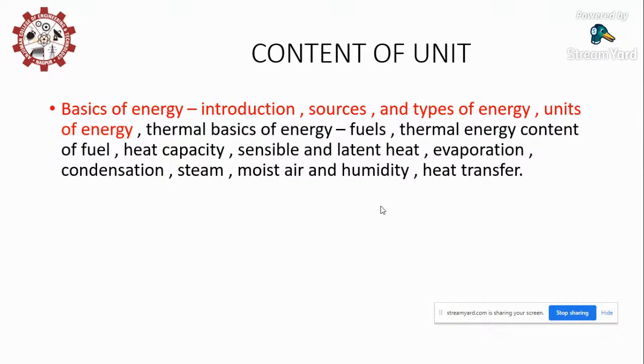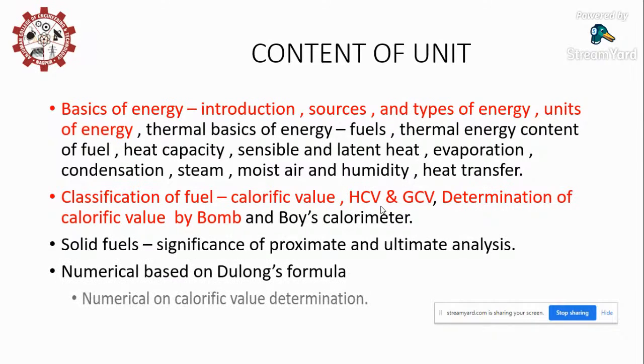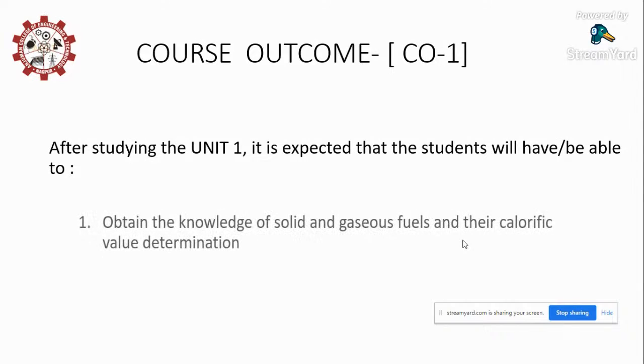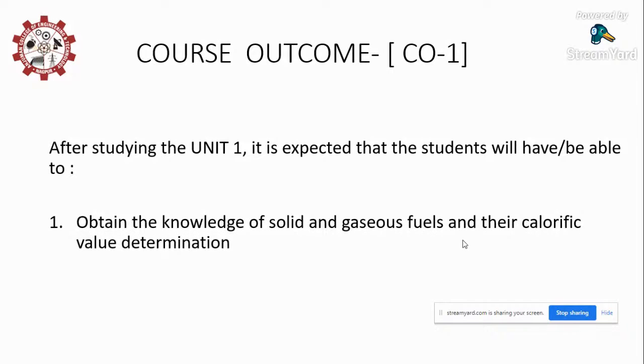Let us just have a brief knowledge about the content. These are the contents of unit number 1. The things highlighted in red color have been done by me in the previous classes. Today we are going to do the Boys calorimeter, that is determination of calorific value by Boys calorimeter. On completing unit number 1, students will be able to obtain the knowledge of solid and gaseous fuel and their calorific value determination.